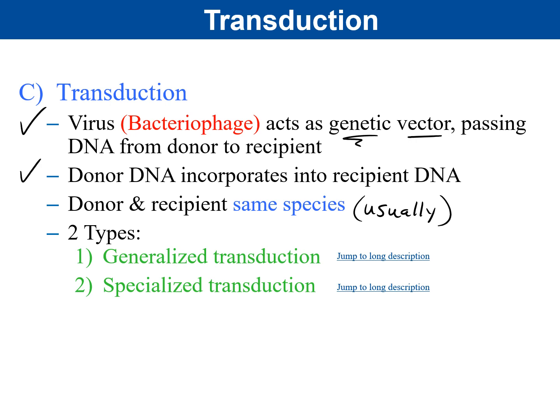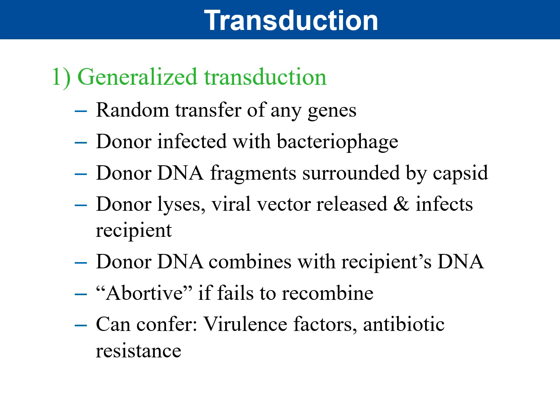So phages, when they do this active transduction, we can further specify that there are two major types of transduction events. There's generalized transduction and there's specialized transduction. The one that I went over in the previous slide was a model for generalized transduction. Generalized transduction, as it was outlined a couple of slides ago, describes the way that transducing phage operate when there is a random transfer of any genes.